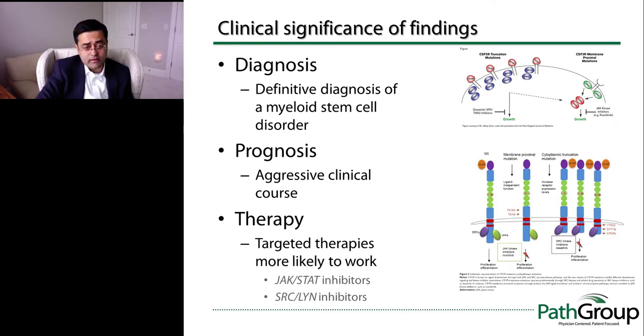Now, the literature has shown that depending on the type of CSF3R mutation, it activates different molecular pathways for which either JAK-STAT inhibitors or SRC-LIN inhibitors may be effective. And this particular mutation is known to activate the JAK-STAT pathway, and so you've got drugs like ruxolitinib that are FDA approved in other disease states that are now being utilized in an investigational clinical trial context for patients with this mutation. And so again, different diagnosis, different prognosis, and a different therapy that was rendered from the genomic findings.